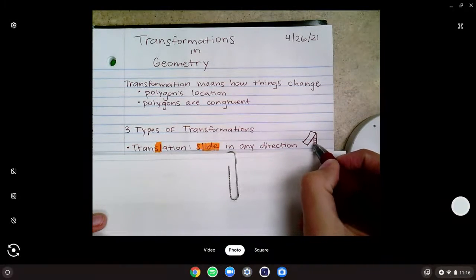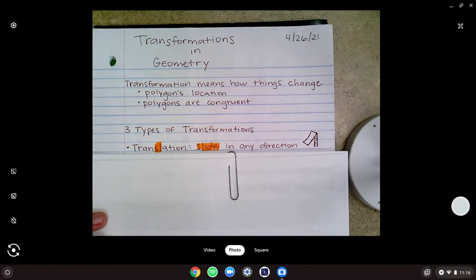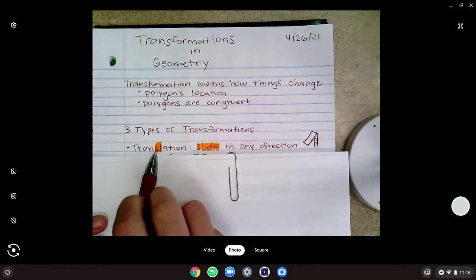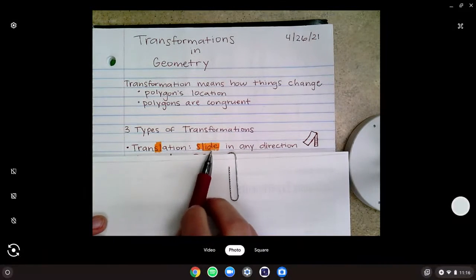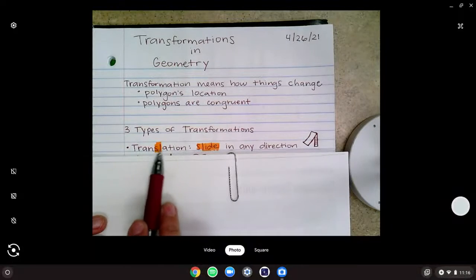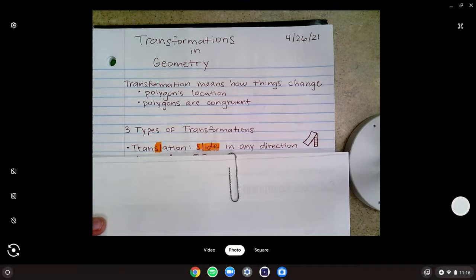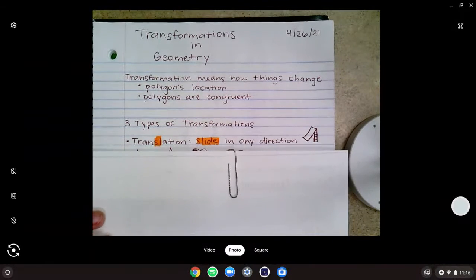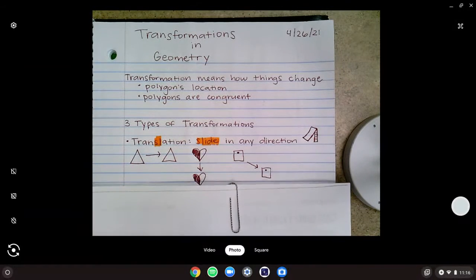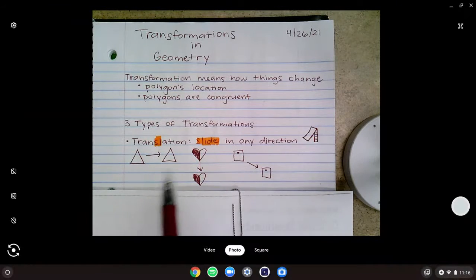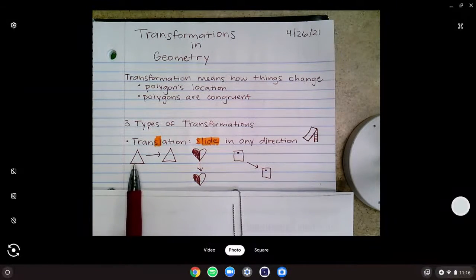And we did a skinny rectangle with perpendicular lines going across it to make like the steps on the back of the slide. We also highlighted the SL in slide to help remind us that translation, that SL, means it slides in any direction. Then we drew some examples down below. Okay, so we drew these three. We drew a triangle and we just slid it to the right. All we did was move it over.